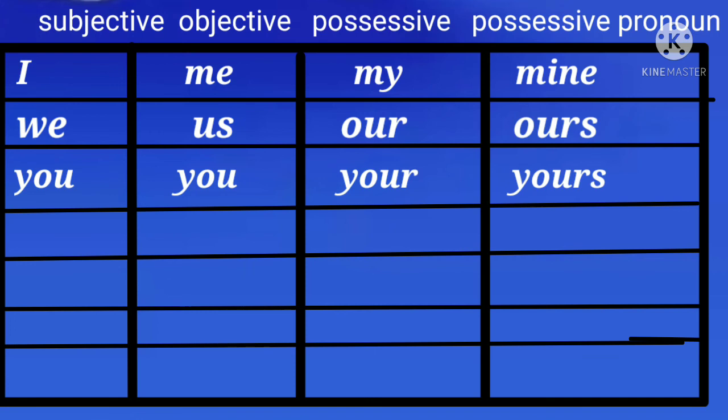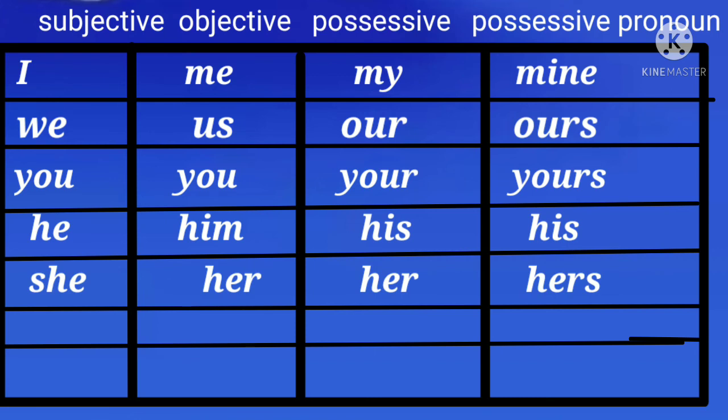You, subject you, objective form again you. Possessive form is your, and possessive pronoun form is yours. And again he, that is the subjective form. Him is the objective form. His is the possessive form. His is the possessive pronoun form also. She, it becomes her in the objective form. In the possessive form also it becomes her, and the possessive pronoun form is hers.